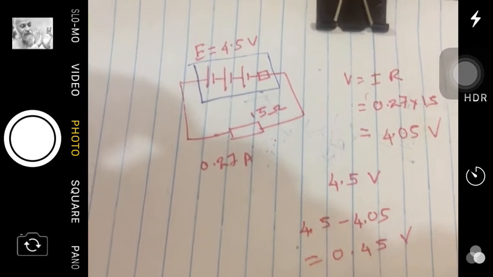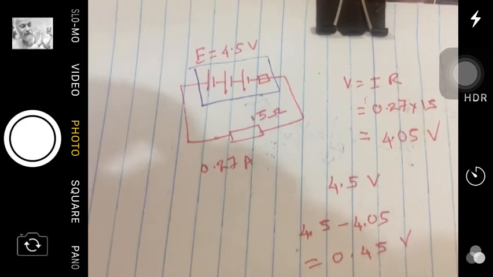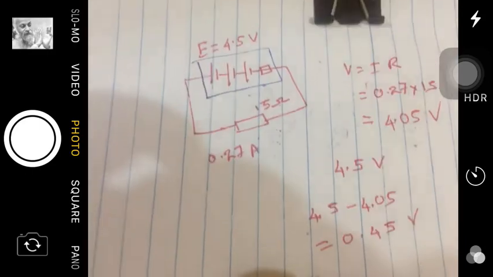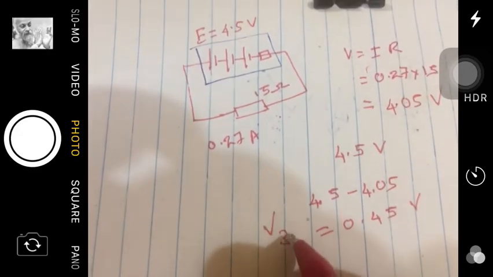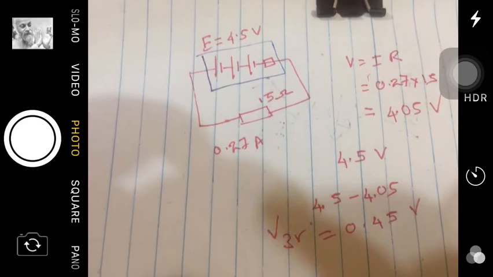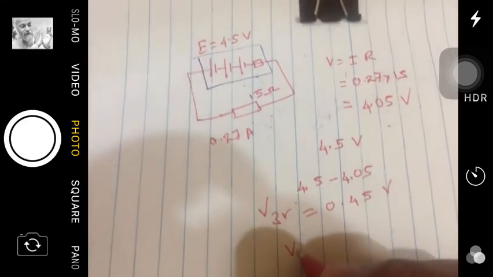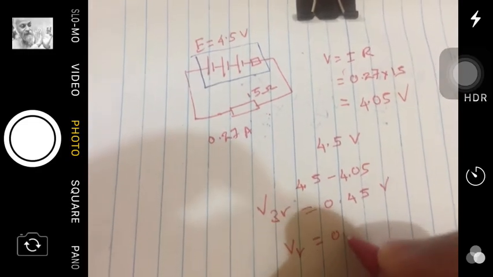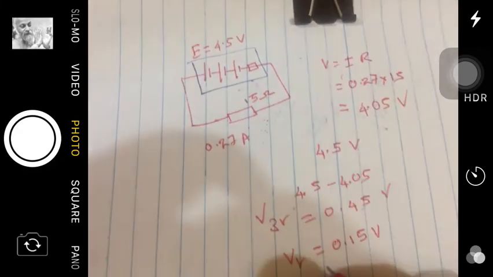So if you consider the voltage drop across one internal resistance, so this is 3 voltage drops across the 3R, in all 3 internal resistances together. So the voltage drop across one internal resistance is 0.15 volts, 1/3 of 0.45. Now through the internal resistance also the same current, the 0.27 amps, is flowing.